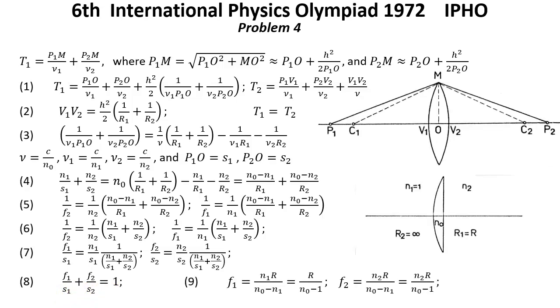In our case, the lens is plane convex, like in this figure. It means that if we use the expression from 5, we can get that for R2 equal infinity and R1 equal R, we will get these expressions, and that was the solution for question A, problem number 4.